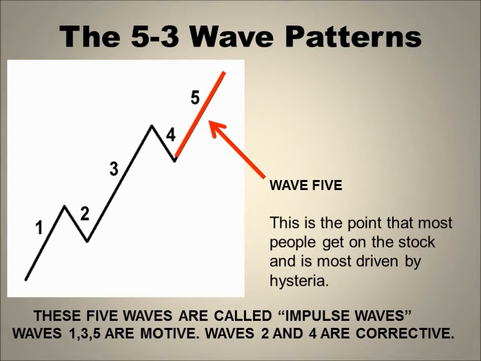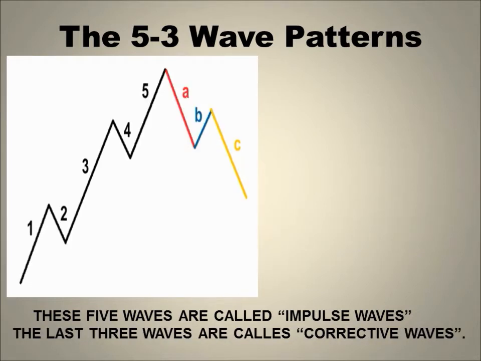What happens after the panic buyers get in because they waited way too late and they're just so desperate to make a profit? Well, we have 3 waves that correct themselves. So now, here's what happens. Waves 1, 2, 3, 4, and 5, all of those waves are impulse waves. It's not just 1, 3, and 5 anymore. All 5 waves. And now we have wave A, wave B, and wave C. Those are the corrective waves.